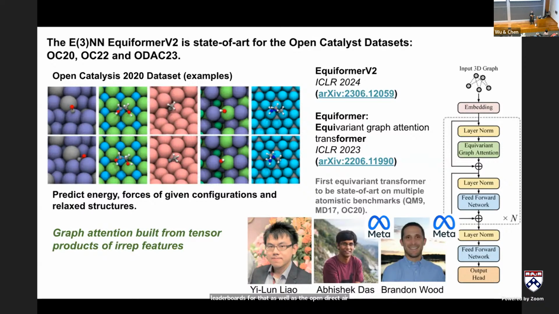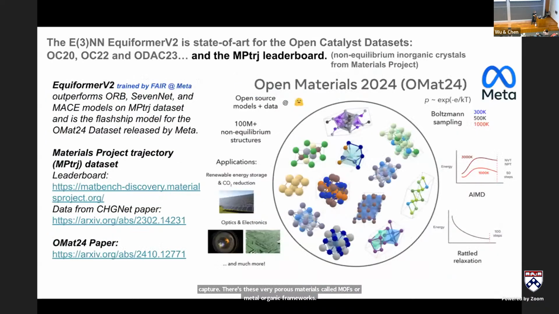And so we're topping that as well. And then more recently, Meta announced the Open Materials dataset, which is a bunch of inorganic materials. I see your question, I'll finish my sentence and then I'll get to you. And there's also the Materials Project trajectory dataset.